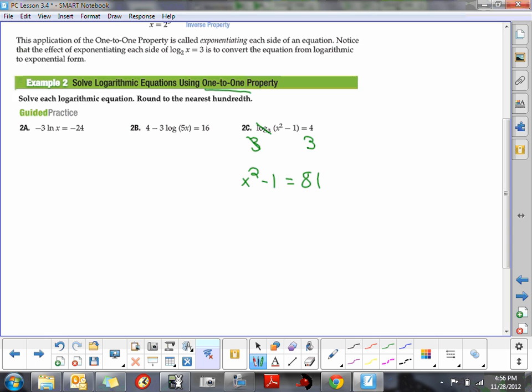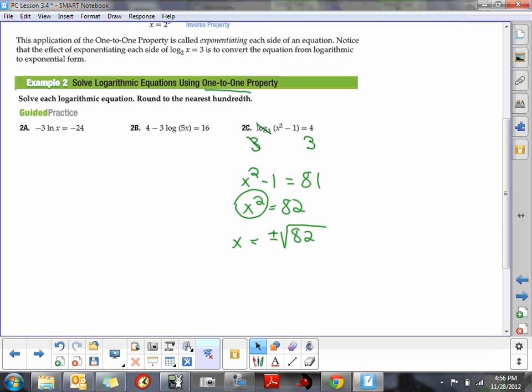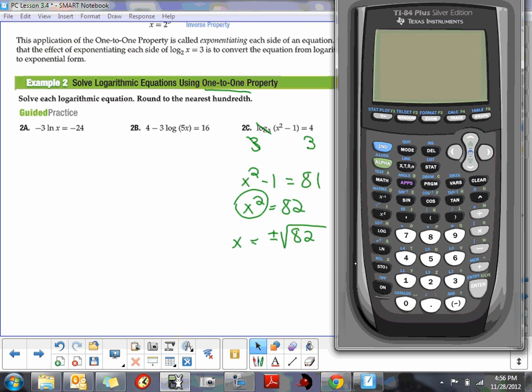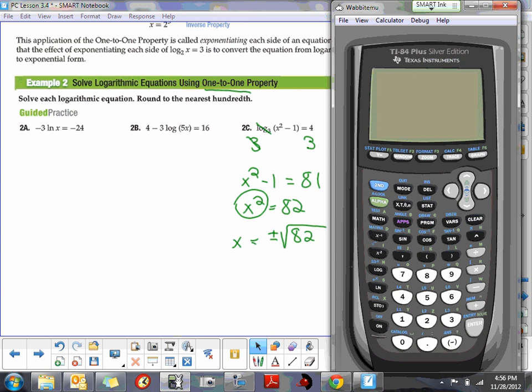Now I have to undo subtracting 1, so x squared equals 82. Then x has to equal, we've got to take the square root, so be careful whenever you square root. You get plus and minus, because this value got squared. We wouldn't know if it was positive or negative. The square root of 82. And this in itself is a great answer. What you might want to do is find out what the approximate answer is.